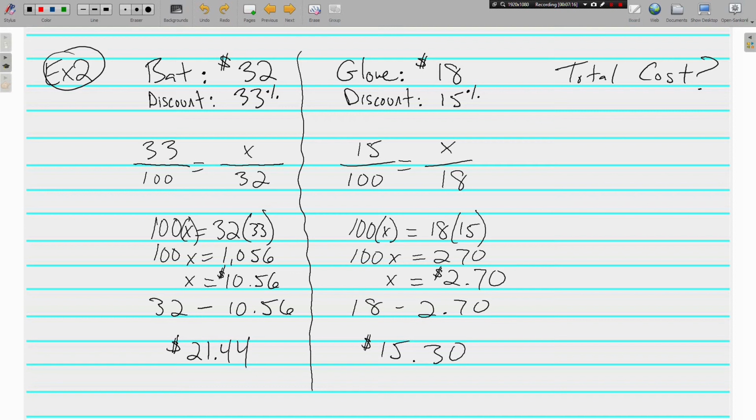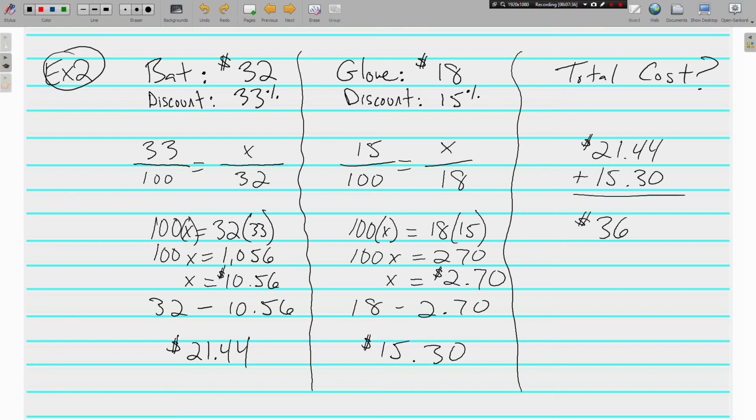That's the glove. So for the total cost, the bat, $21.44, and the glove, $15.30, for a grand total of $36.74. We didn't have to figure any tax into this problem. Maybe it was tax-free weekend. I don't know.